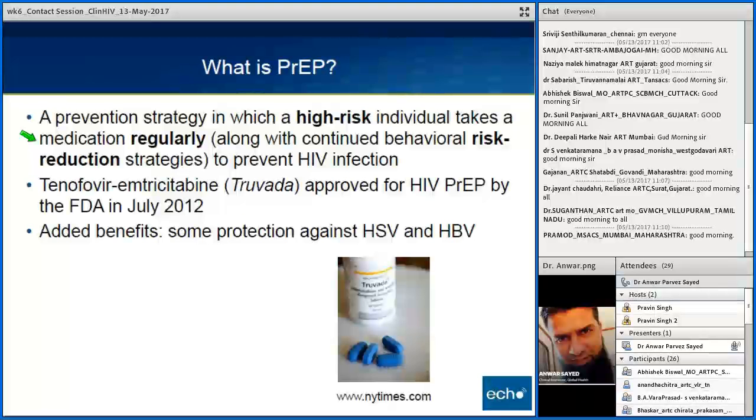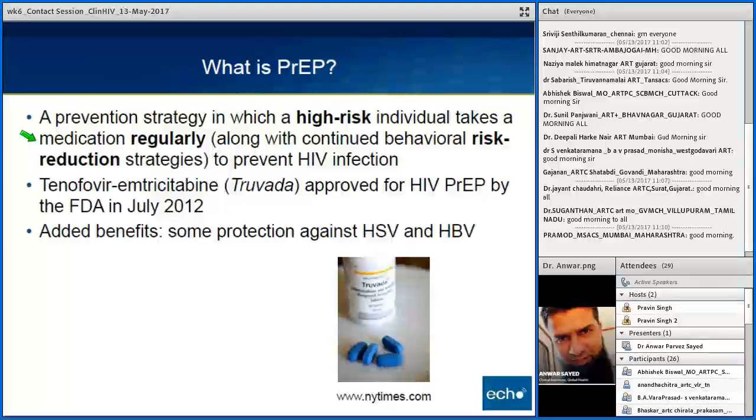That means adherence should be good, and it should also be kept in mind that it is not a standalone strategy for HIV prevention. It has to be accompanied with behavioral risk reduction strategies, for example, condom usage and other things. So the drugs used for pre-exposure prophylaxis, which were approved by US FDA in 2012, are a combination of tenofovir and emtricitabine.